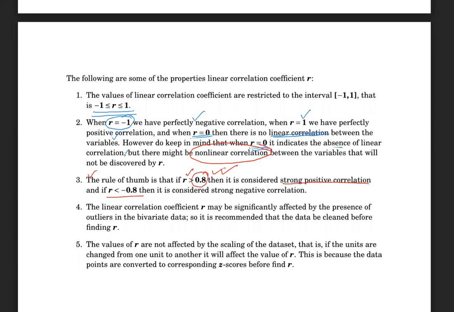Let's go ahead and talk about the next characteristic of the linear correlation coefficient. The Pearson linear correlation coefficient may be significantly affected by the presence of outliers. That means if you have an extreme data point in your data set, it's recommended that you clean this data before you do the correlation coefficient calculation.